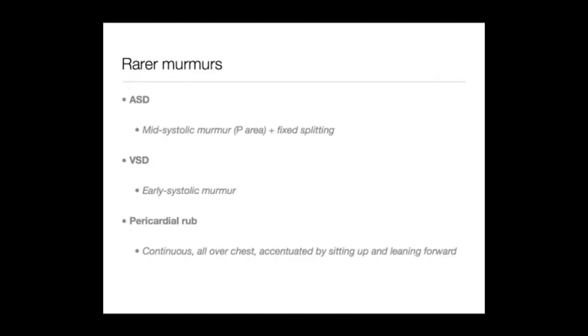So finally, here are a few examples of some other murmurs and sounds that you may come across during auscultation of the cardiovascular system. An atrial septal defect causes a systolic murmur. Listen to this murmur now.